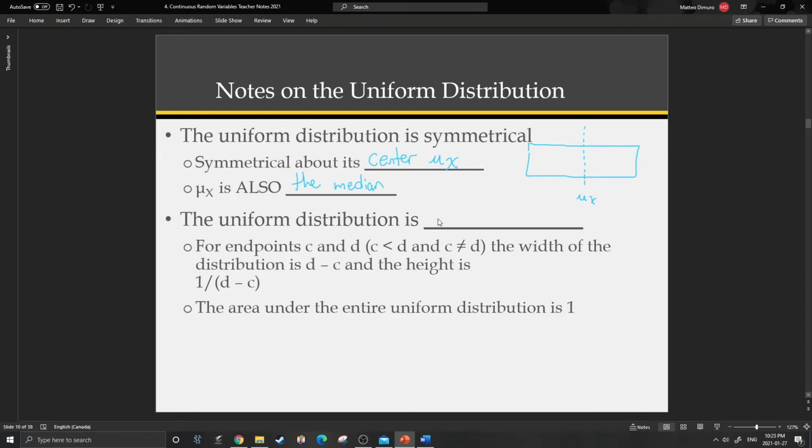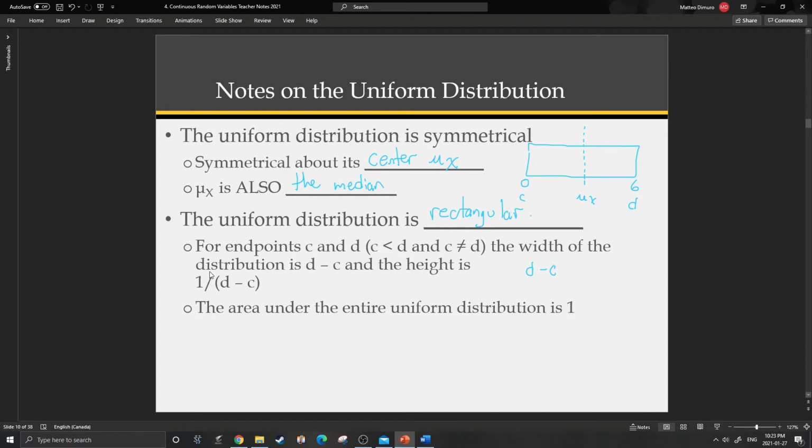The uniform distribution is rectangular, which we said already, but it doesn't hurt to say again. And for endpoints C and D, where C is less than D and C doesn't actually equal D, the width of the distribution is D minus C. Now, if you think about that for a second, if I say, hey, I got my rectangle, and let's just call this bottom corner 0, and we'll call this corner 6 units, okay? What's the length of this side? Well, if you call this D and you call this C, then it makes sense the length is D minus C, or 6 minus 0, 6 units, okay?